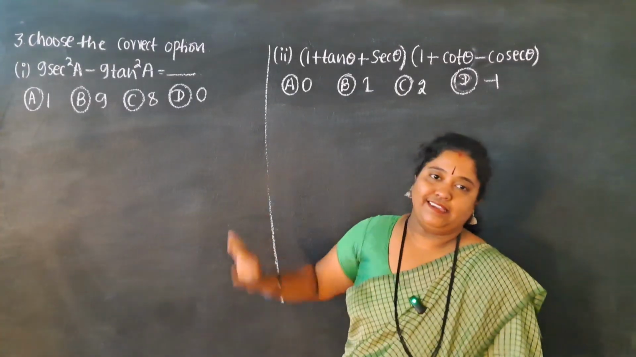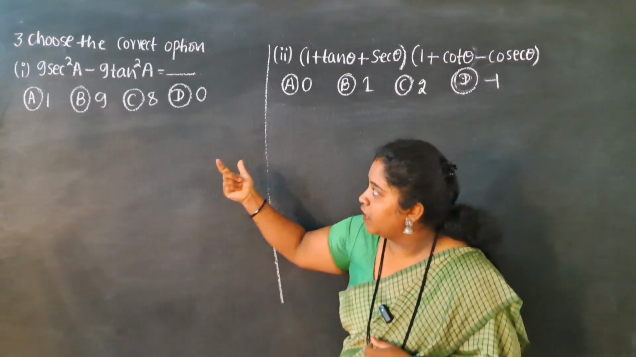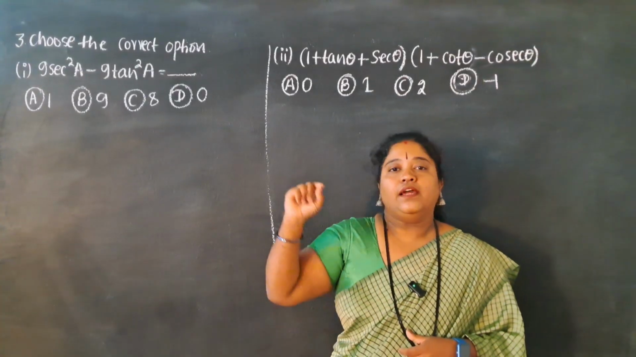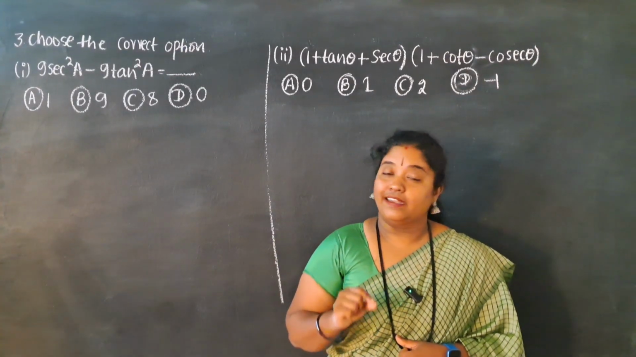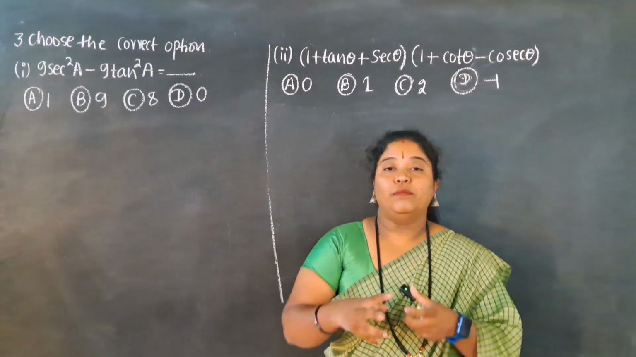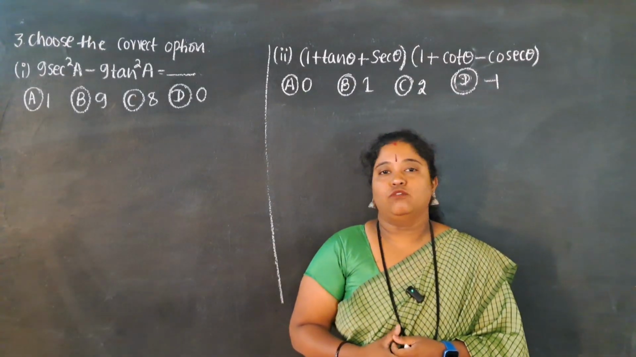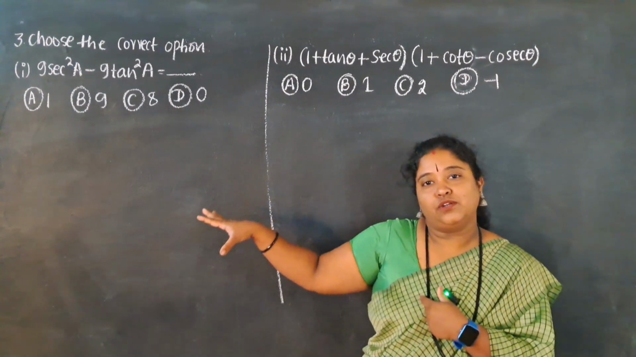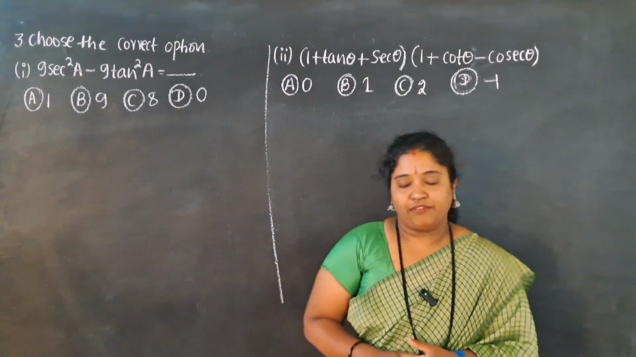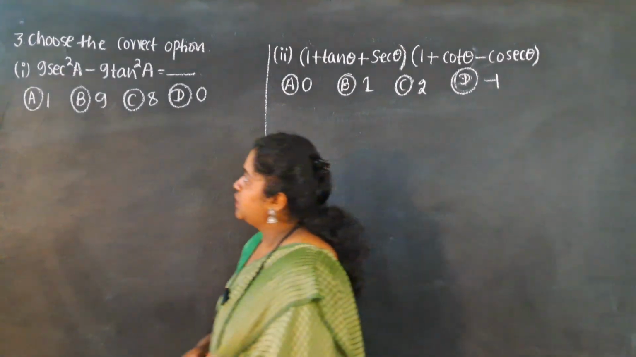This is exercise 8.3. I am dealing right now with the third question. Make sure that you know all the trigonometric identities that are very necessary, and the trigonometric relations with each other, that is also very necessary to be understood to solve the questions related to exercise 8.3. Fine. So now we are with the third question.